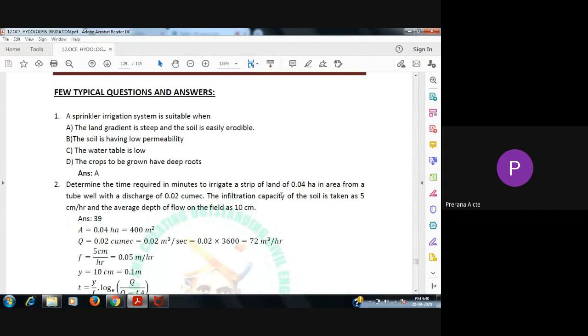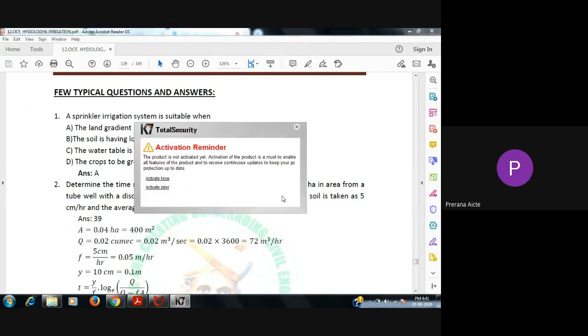A sprinkler irrigation system is suitable when: option A, the land gradient is steep and the soil is easily erodible; B, the soil has low permeability; C, the water table is low; D, the crops to be grown have deep roots. The other three reasons may not be relevant because sprinklers are used. The topography of the land can be very steep because we can move the sprinklers from place to place. So the suitability is like this. The right answer is A.